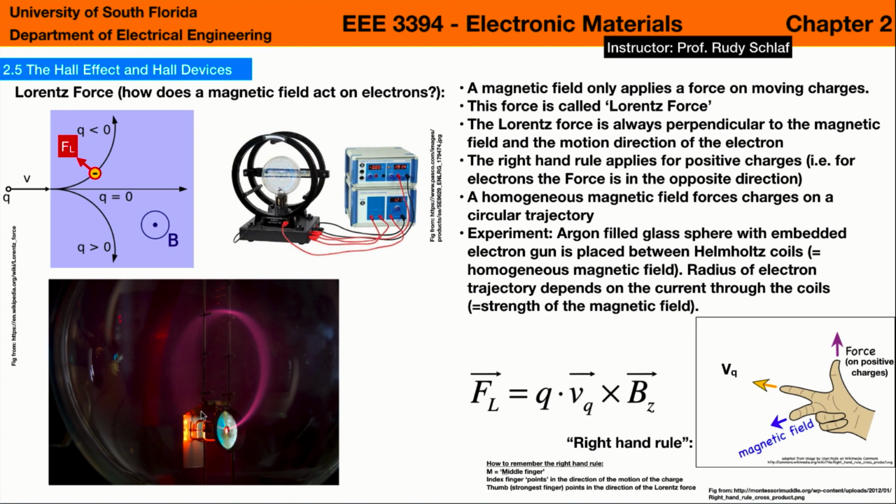And this is shown here very nicely. This is the glass sphere. And when the current in the coils is on, then the electrons are going on this circular track. I know you're dying to see this in action, so I found this nice YouTube video where they demonstrate it.